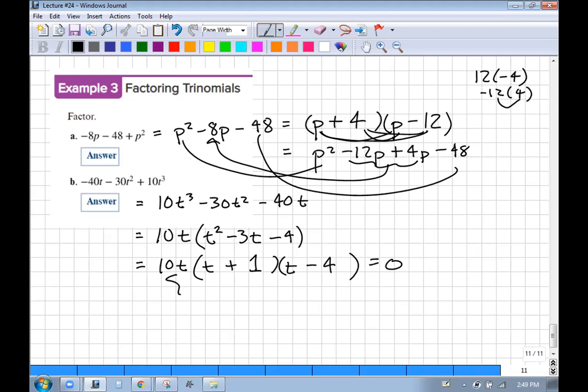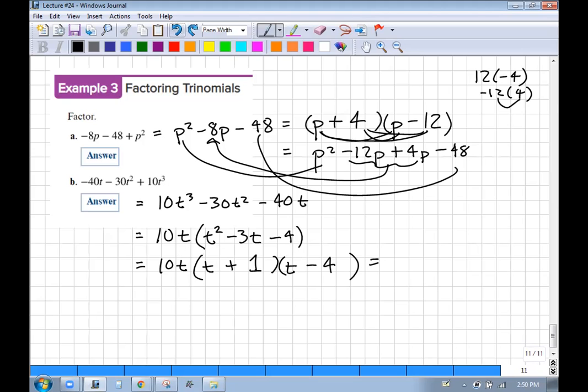All we would do is set each of these factors equal to 0. If we were solving an equation, we're not, but if we were solving this, if I plugged a -1 in for t everywhere, this is 0. -1 plus 1 is 0. It doesn't matter what these are. 0 times anything is 0. That's why we want to factor, so that we can solve equations.